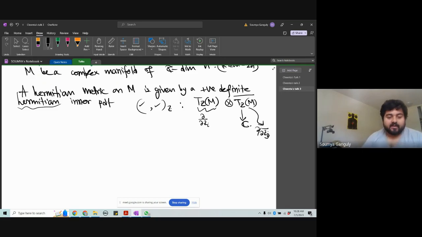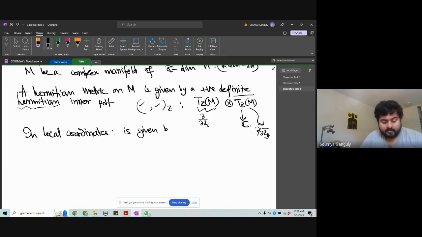Now, in local coordinates, this inner product is given by a positive definite Hermitian matrix.